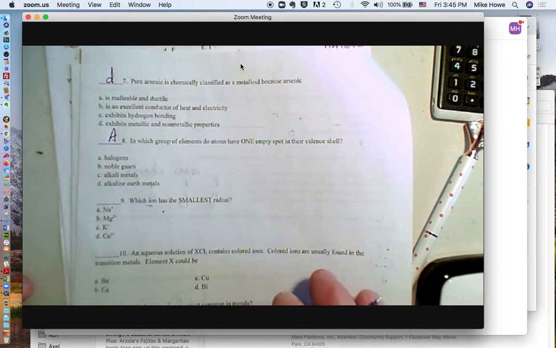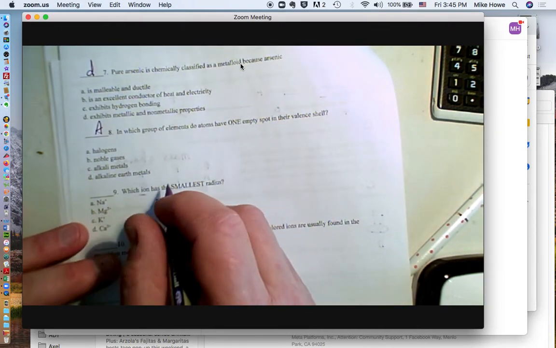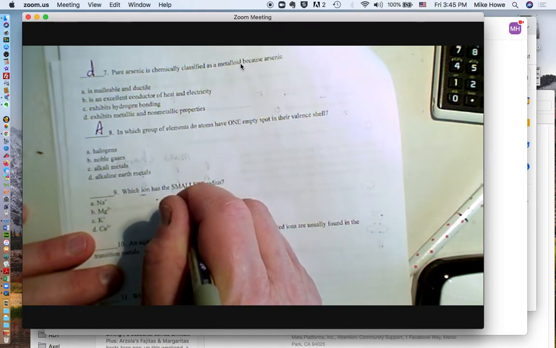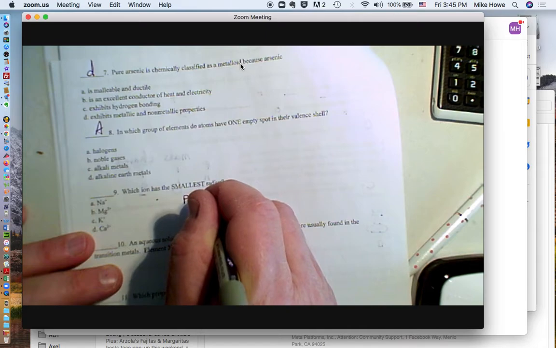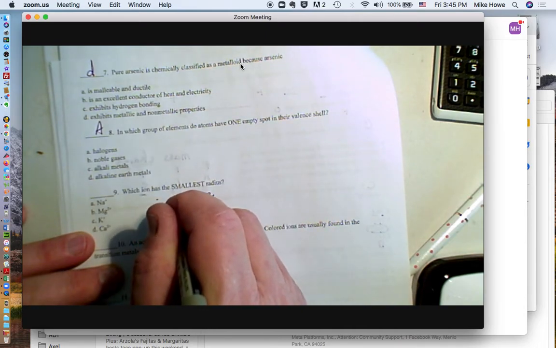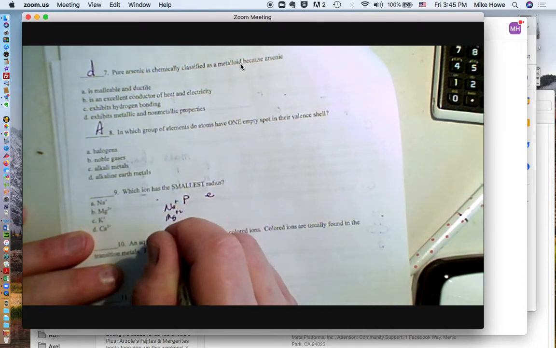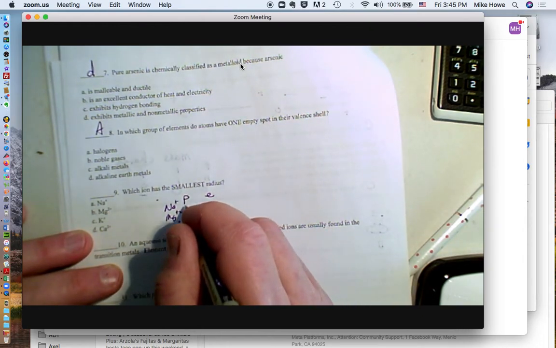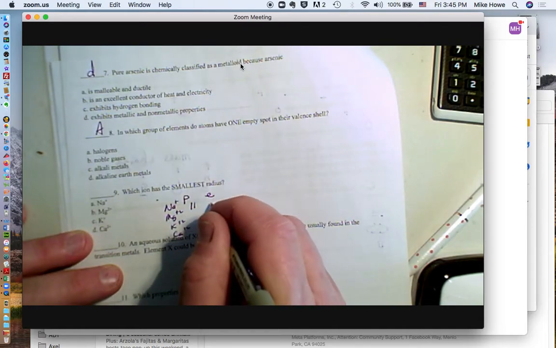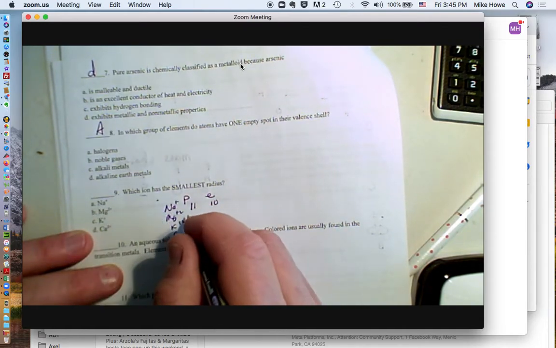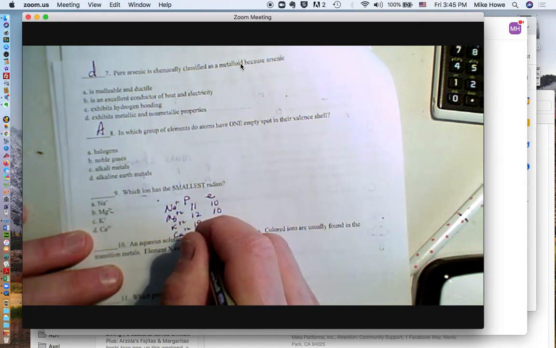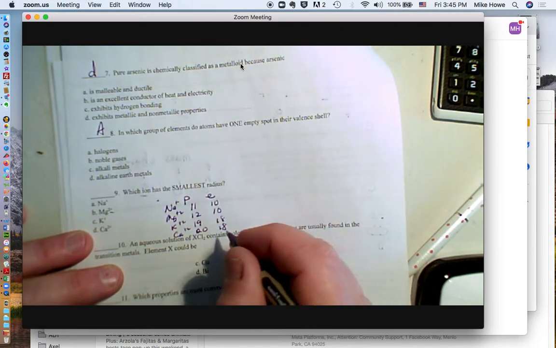The smallest radius atom: you'd have sodium, magnesium, potassium, calcium. I'm going to put protons and electrons on a chart, and I'll put Na+ and Mg2+, K+ and Ca2+. We'll just compare real quick. Sodium has 11 protons and 10 electrons because it's lost 1. Magnesium has 12 and 10 because it's lost 2. K has 19 and 18, and calcium has 20 and 18.